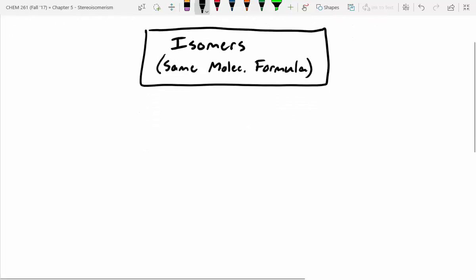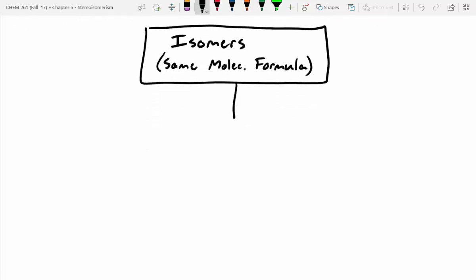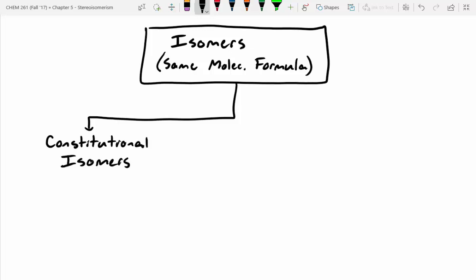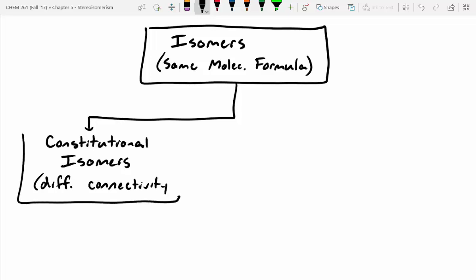And then these get divided into two subclasses. One, we said, is constitutional isomers. And these are molecules that have different connectivity. All right, so let's take an example of this.